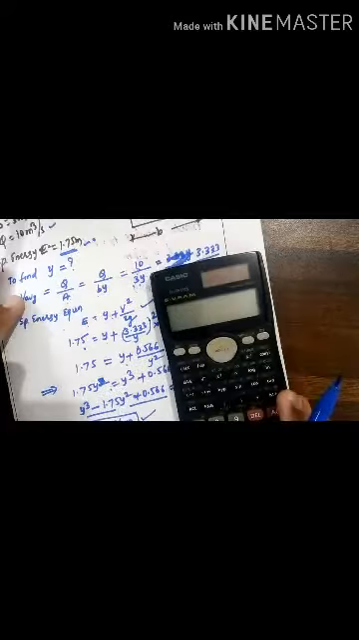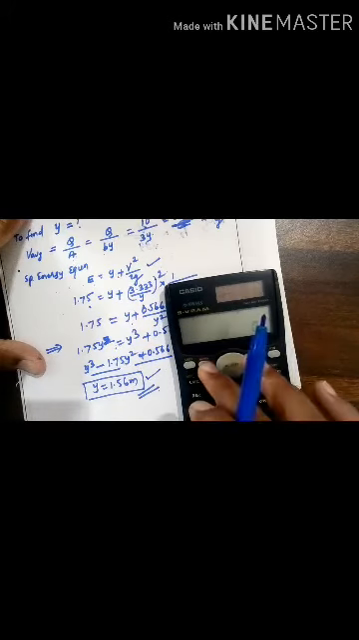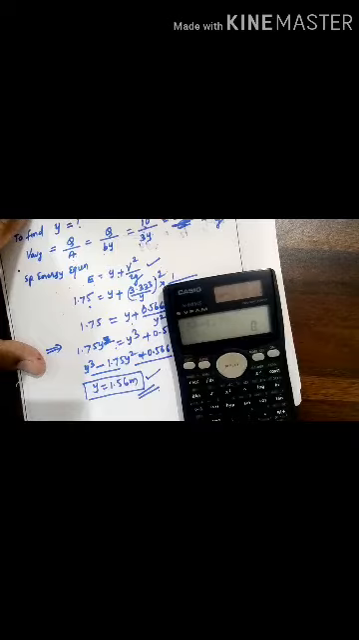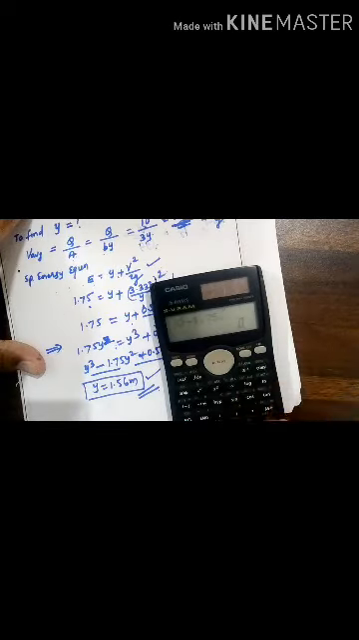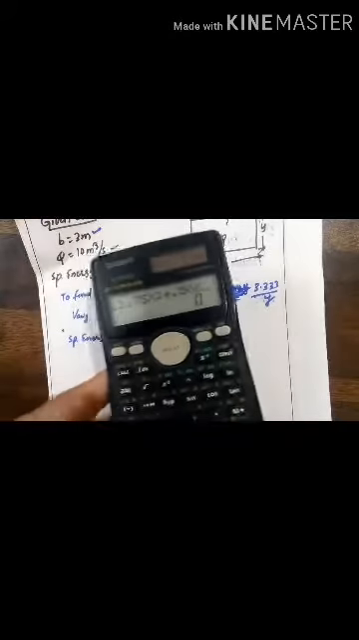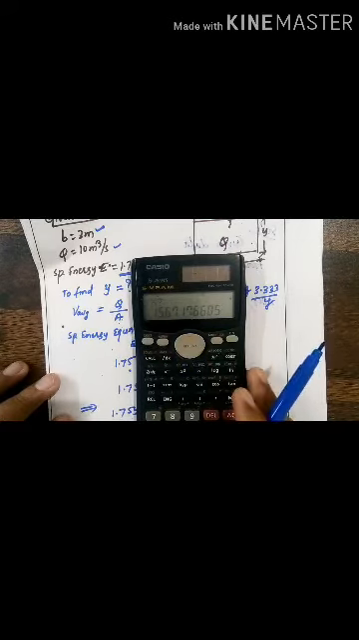In this calculator you can calculate this depth of flow. Just substitute this equation by pressing alpha x cube minus 1.75 alpha x square plus 0.566. So I have fed the equation here. Then shift, then solve. You will get the answer as 1.56 meter.